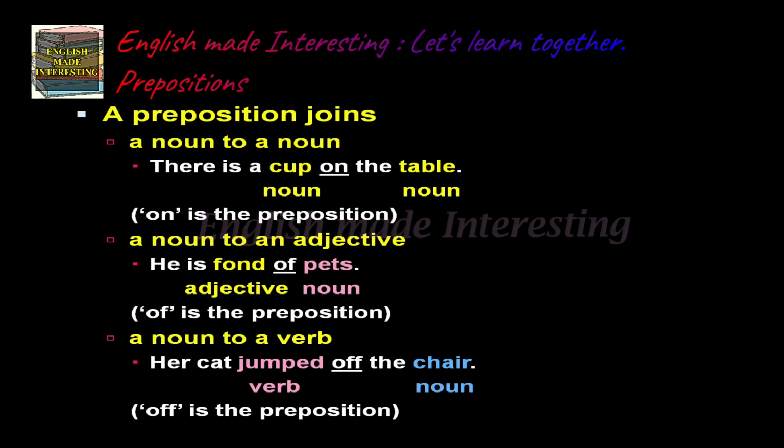Example, there is a cup on the table. Here, cup is a noun, table is a noun. So, a noun is joined to the other noun with the help of a preposition, on.